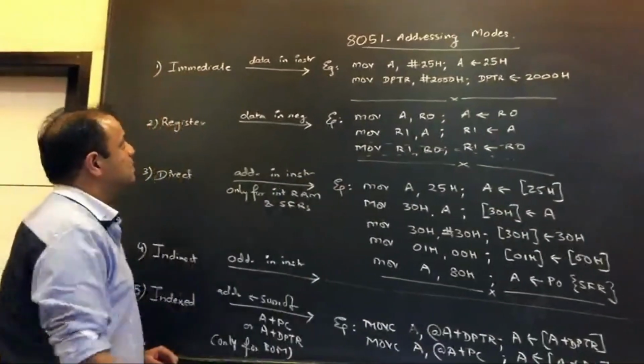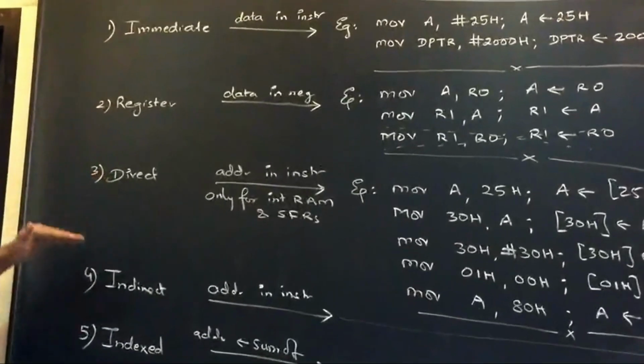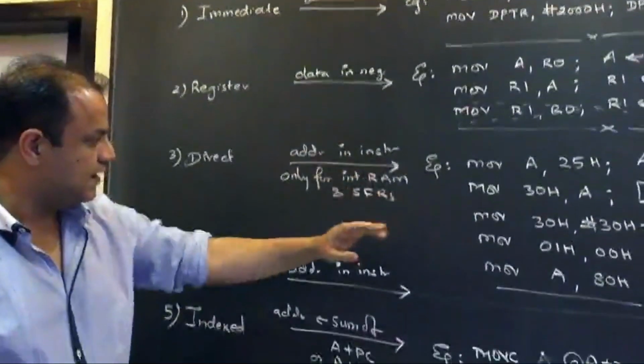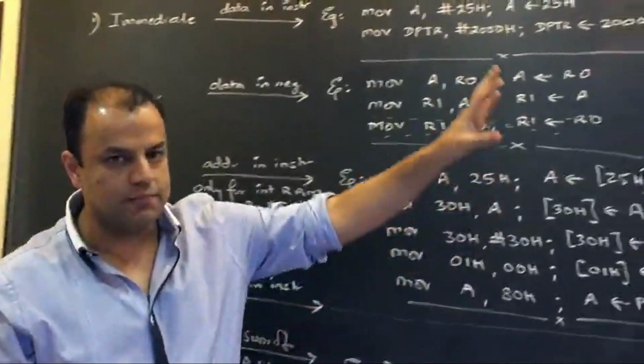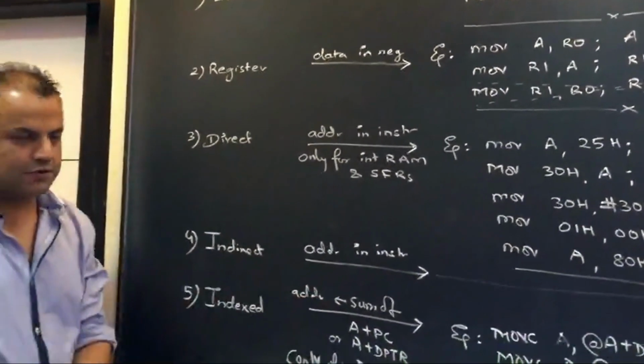Okay, let's start. There are 5 addressing modes: immediate, register, direct, indirect, index. This is immediate, this is register, this is direct. Indirect is huge, so I'm going to take another side of the board to explain that. And the last one is index, which is again pretty small.